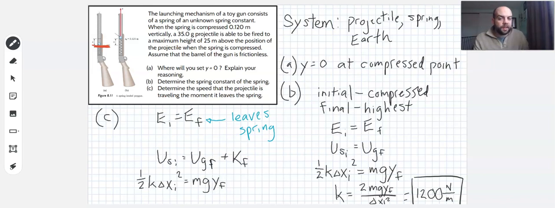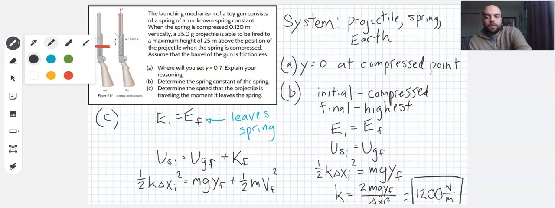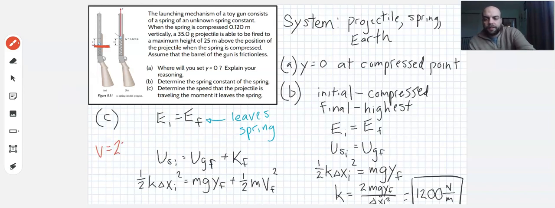which isn't 25 meters anymore. It's just the 0.120 meters, plus the kinetic energy of the projectile at that point. And it's that final velocity squared that we are looking for. The speed of the projectile, we'd be able to get how fast that is moving. I worked through the math before, and I got a speed of 22 meters per second with all those values plugged in.